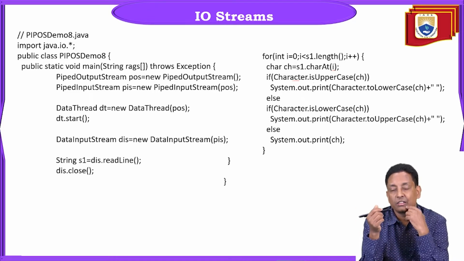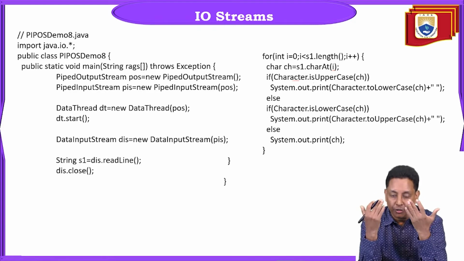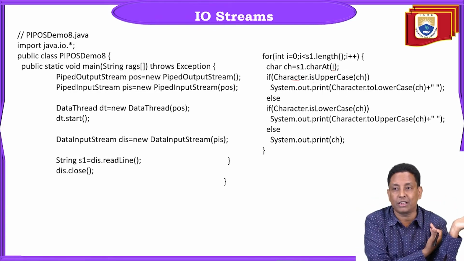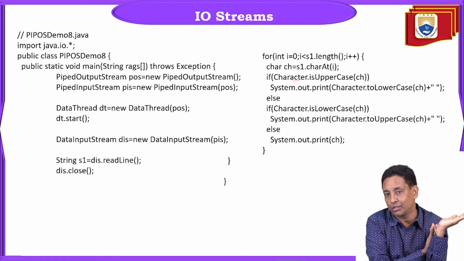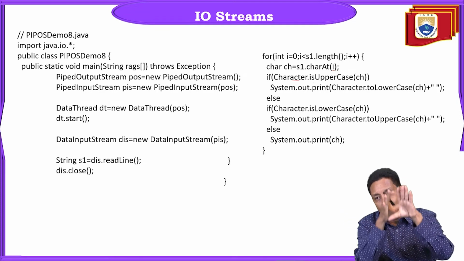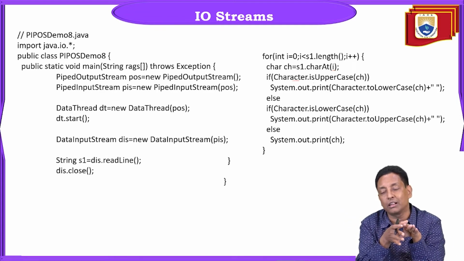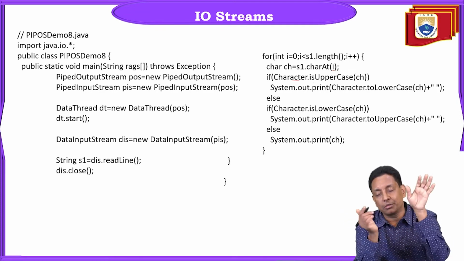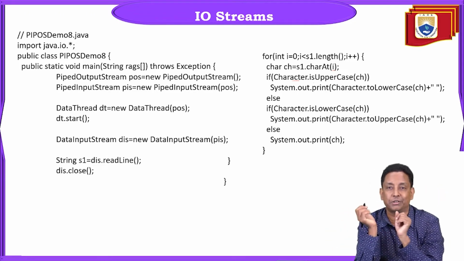So, different threads. If it is a single program, like the previous data input stream, data output stream, print stream, file input stream, file output stream, then whatever you write, from where you are reading and where you are writing, that code is completely written in a single main method. So that program always reads from the same source and writes onto the same destination.